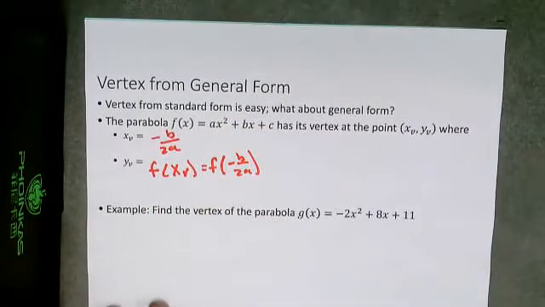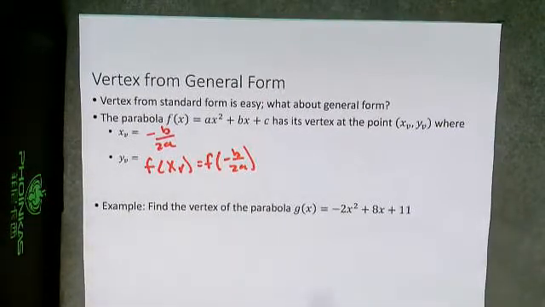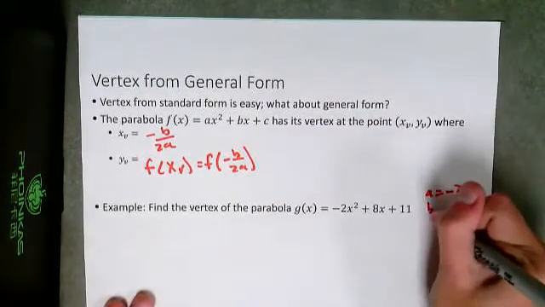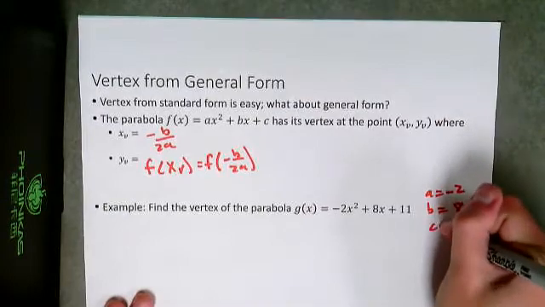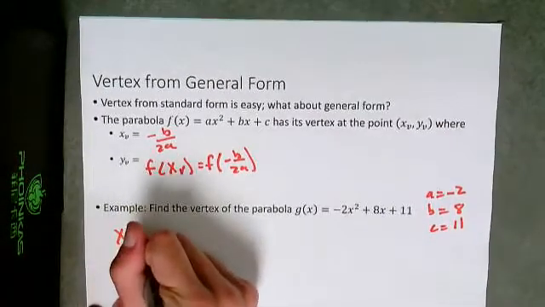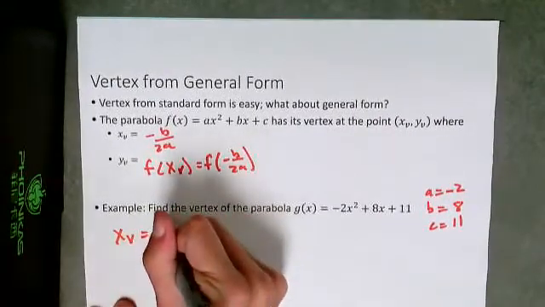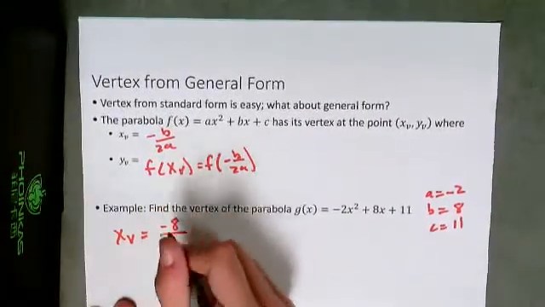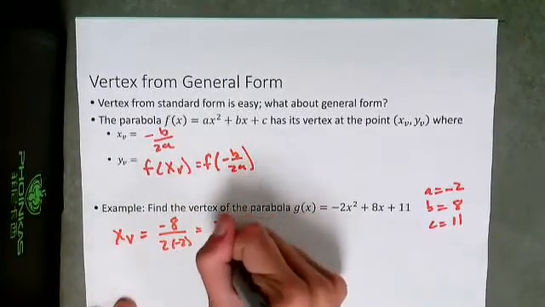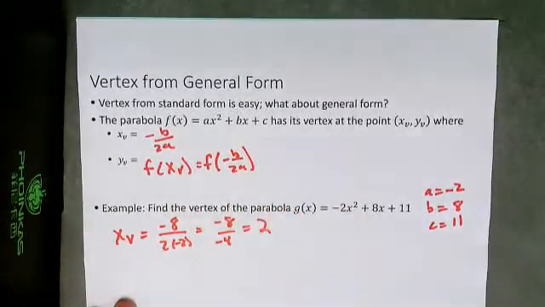Okay, so if we want to look at this example and find the vertex of the parabola given by g of x by this guy, what do we have? We have a is equal to negative 2, b is equal to 8, and c is equal to 11. So x sub v is equal to negative b, so it's negative 8 over 2 times negative 2. It's going to be negative 8 over negative 4, or just 2.